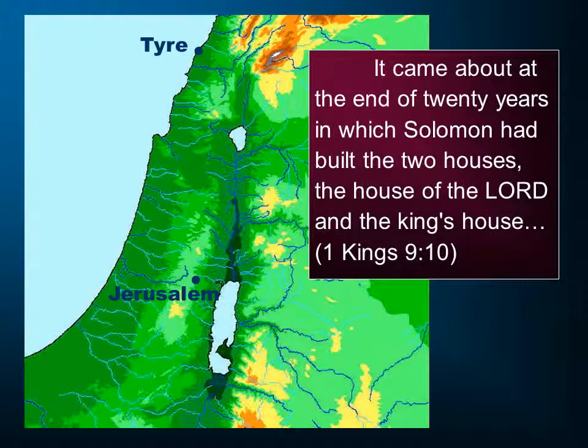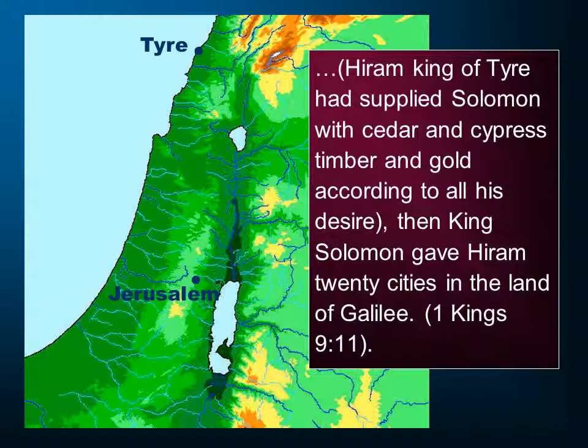Well, it comes about at the end of 20 years in which Solomon had built the two houses of the Lord and the king's house, that Hiram, king of Tyre, had supplied Solomon with cedar and cypress, timber and gold according to all his desire. Here we see this exchange of cities. Then King Solomon gave Hiram 20 cities in the land of Galilee.